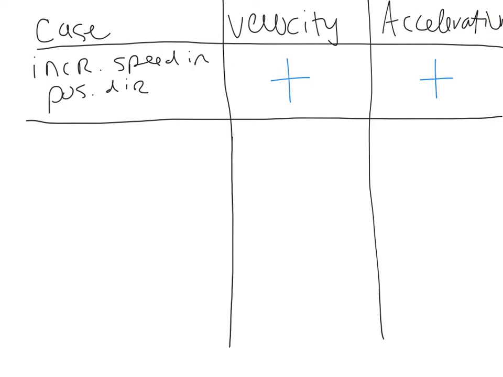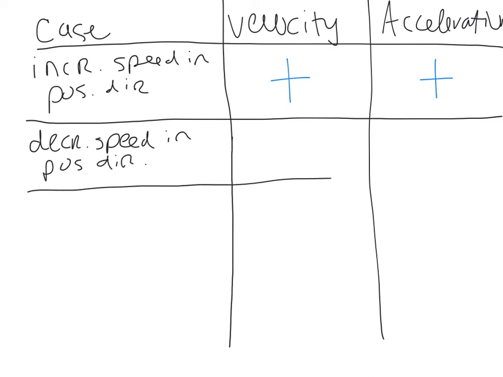My next case is decreasing speed in the positive direction. So I'm still moving in the positive direction, which means velocity should be positive, but my speed is decreasing. That means acceleration is taking away from the velocity, so in order to take away from positive, it needs to be negative. These next 2 might be a little counterintuitive, but it's the way it is based on the definition of acceleration.